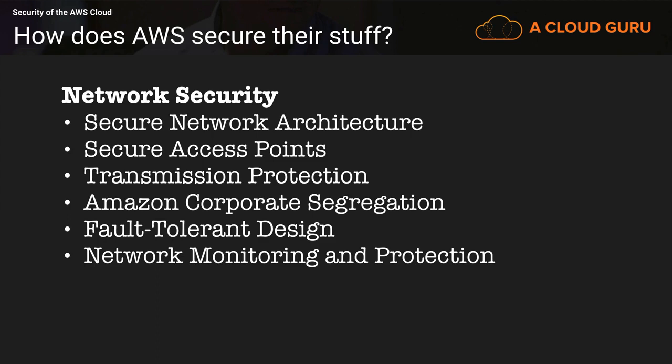Obviously, Amazon has a fault-tolerant design, so they have multiple availability zones inside multiple regions, and they do a whole bunch of network monitoring and protection, including DDoS mitigation, which you get automatically through AWS Shield. But you can also do advanced DDoS mitigation, which I think costs about $3,000 a month, but gives you a whole bunch more features as well.